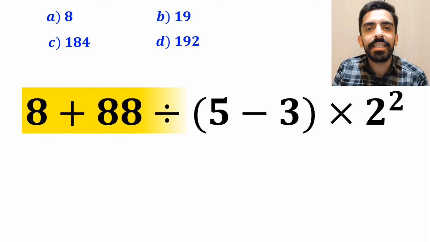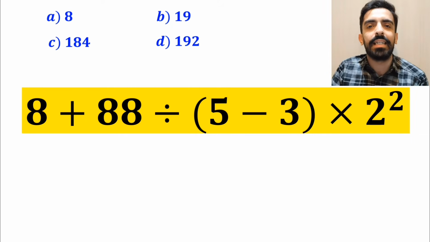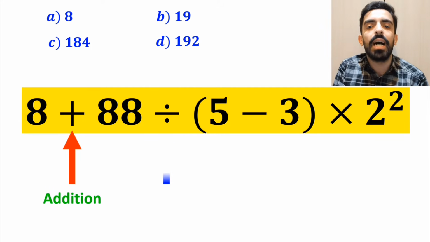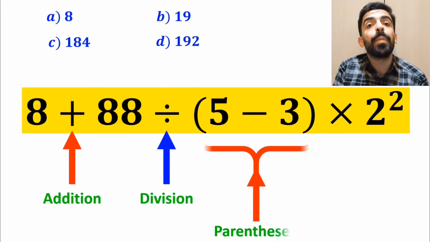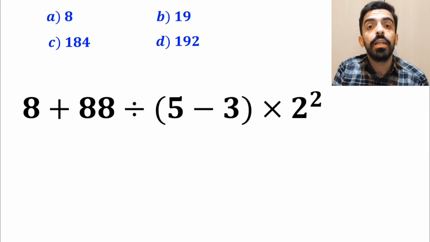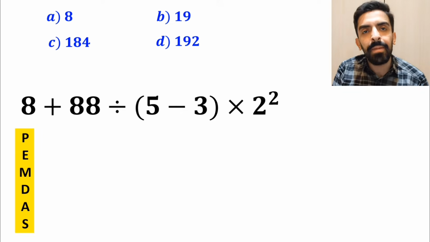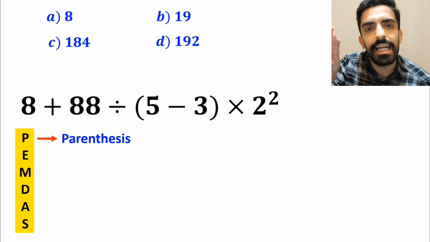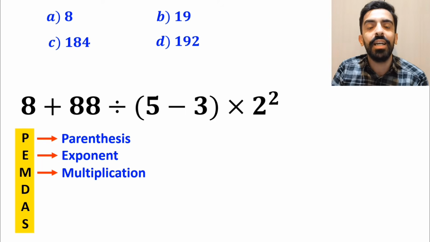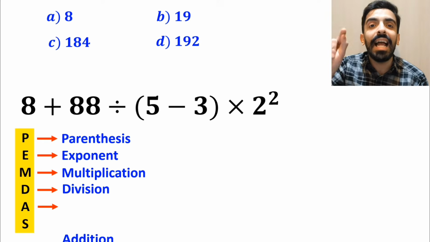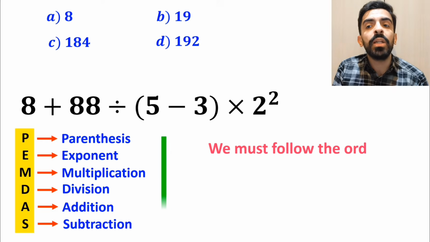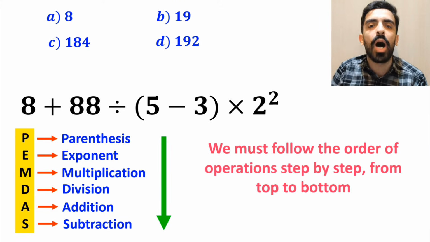Alright, now let me explain step by step how to solve this expression properly. As you can see on the screen, in this expression, first we have an addition sign, then a division sign, followed by parentheses, then a multiplication, and finally an exponent. To solve this question, we must follow the PEMDAS rule. In this rule, P stands for parentheses, E stands for exponent, M stands for multiplication, D stands for division, A stands for addition, and S stands for subtraction. We must follow the order of operations step by step from top to bottom.